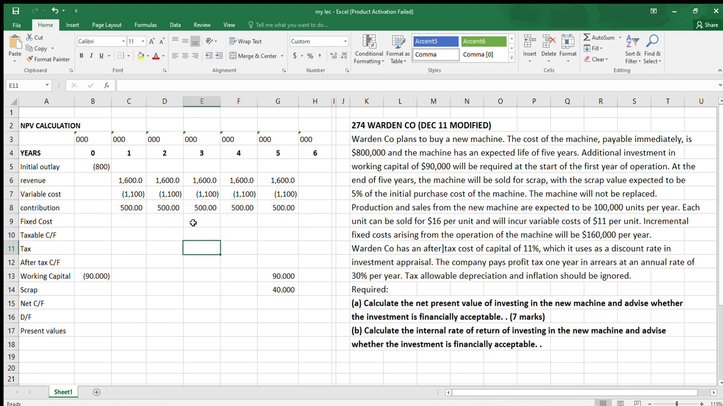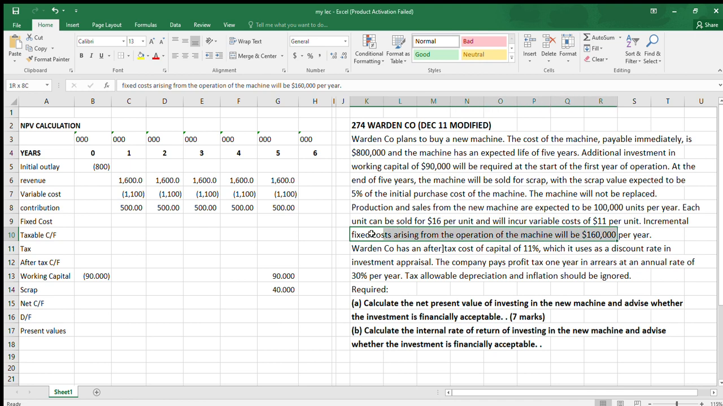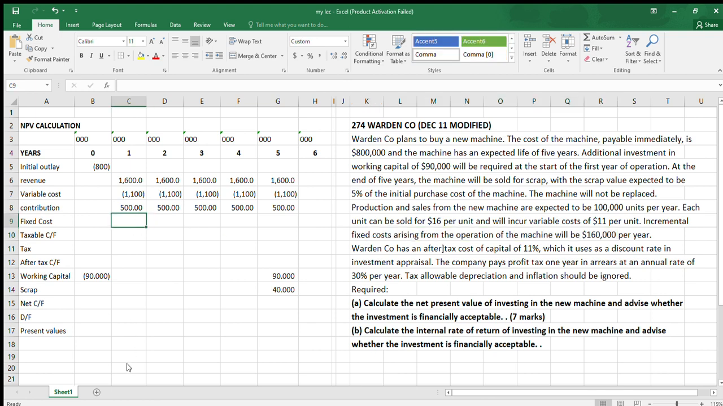Continuing, the question says that incremental fixed cost arising from operation of the machine will be $160,000 per year. So the fixed cost is just 160. In some cases there is inflation and you have to adjust for it. I will touch on that in my next lectures, but this is a simple and basic NPV calculation. Are you getting me? Just a simple and basic NPV.